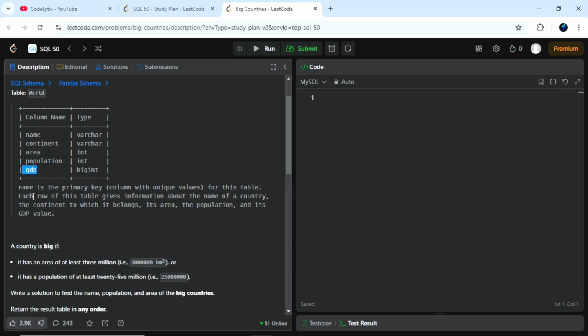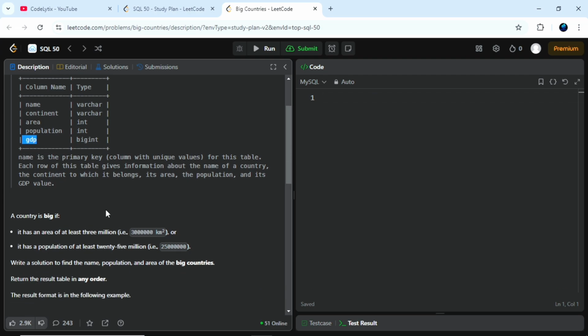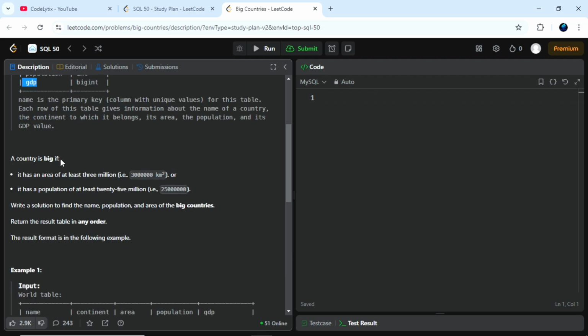Each row of this table gives the information about the name of the country, the continent to which it belongs, its area, the population and its GDP value. A country is big if it has an area of at least 3 million square kilometers or it has a population of at least 25 million. The question is to write a solution to find the name, population and area of the big countries. We can return this result in any order.